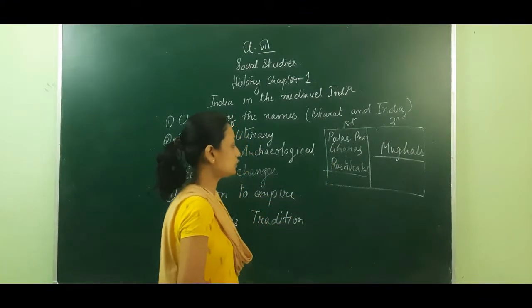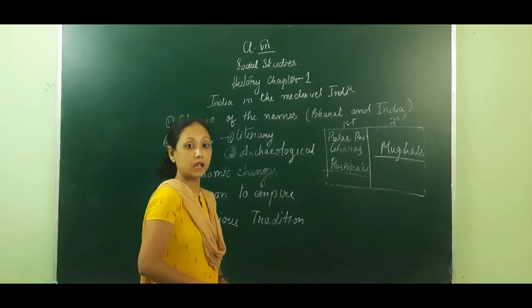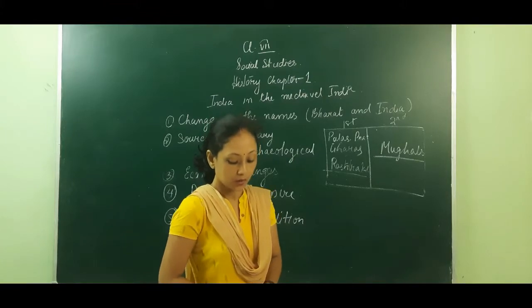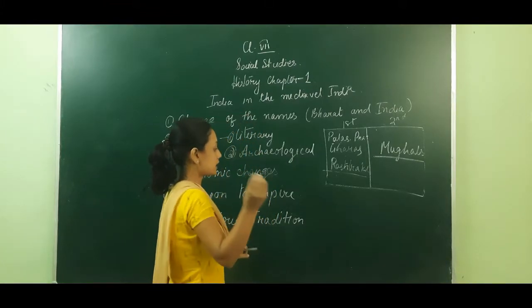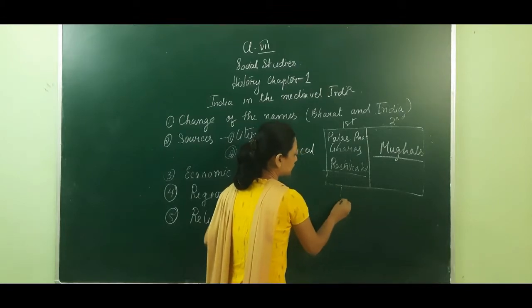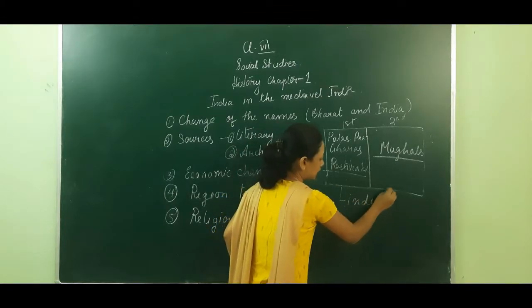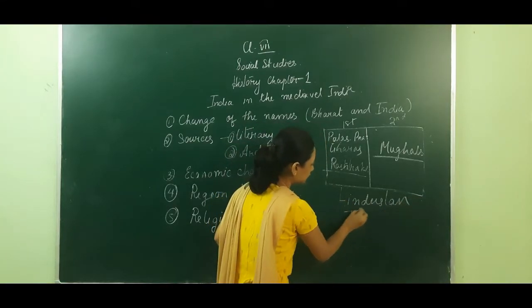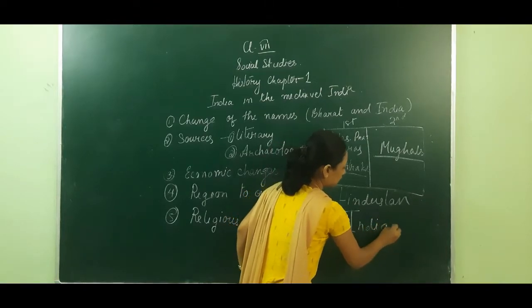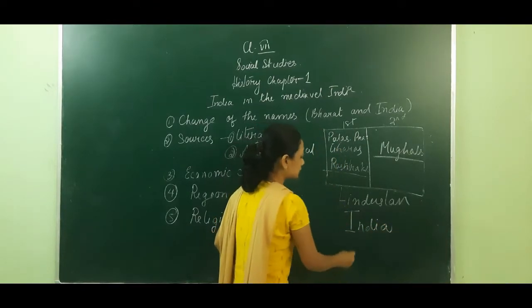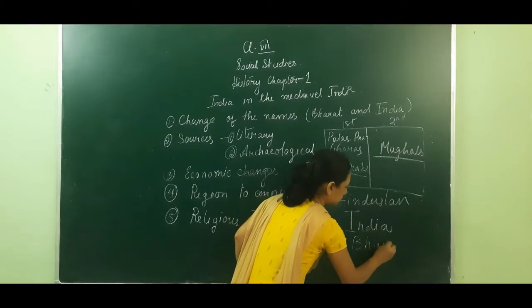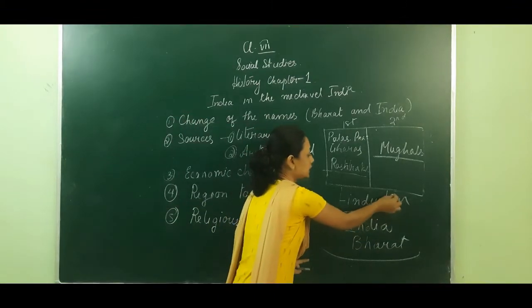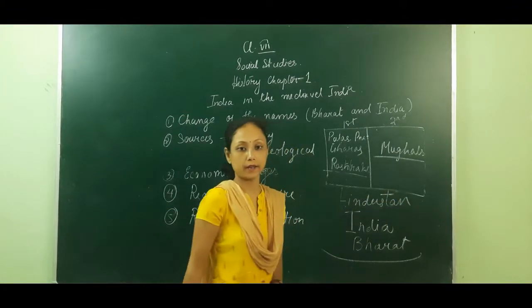Now let's move into the change of the name. We all know that India has many names. Sometimes India is also called Hindustan. Another name of our country is India. And another name of our country is Bharat. We have three different names. Now, how were these names given to our land?